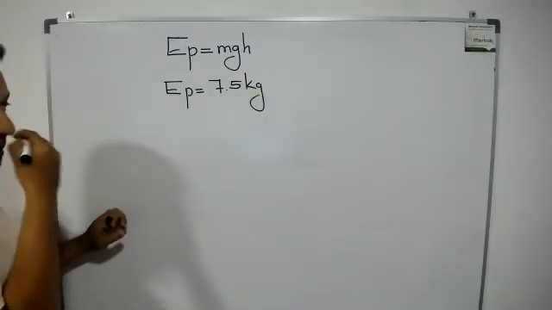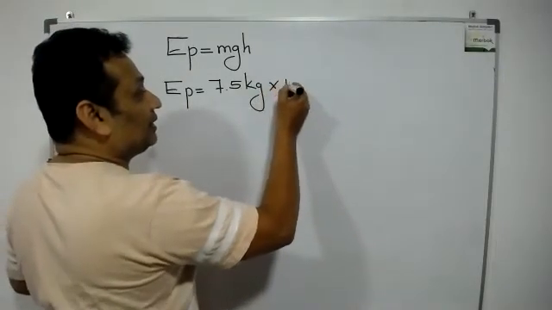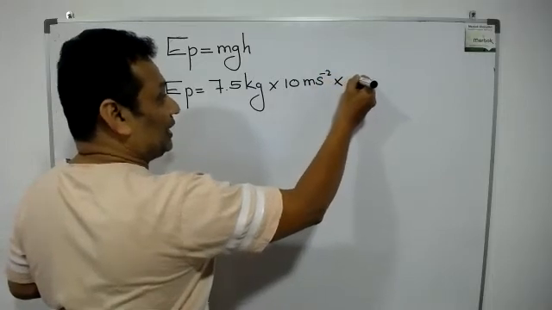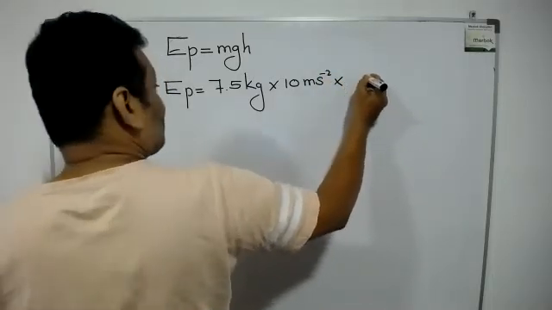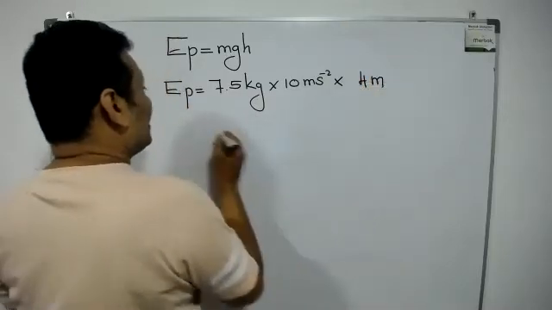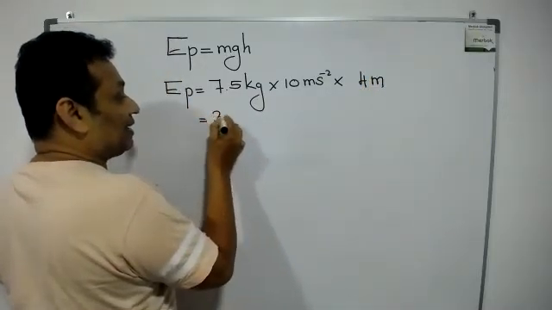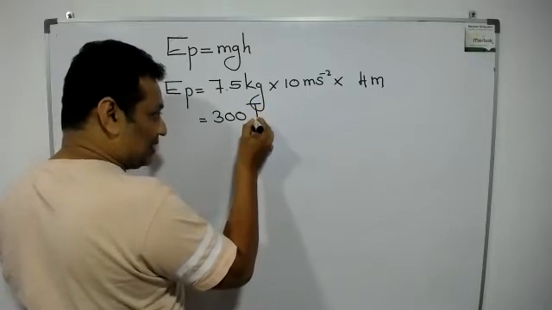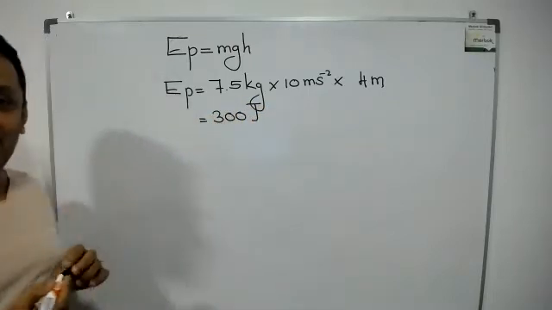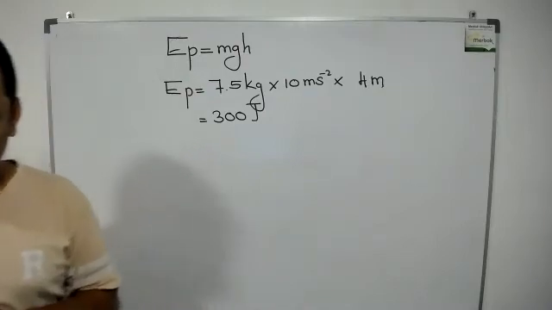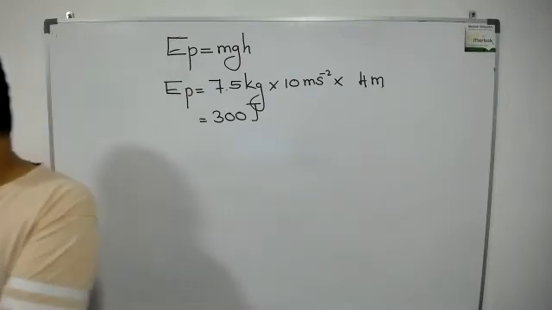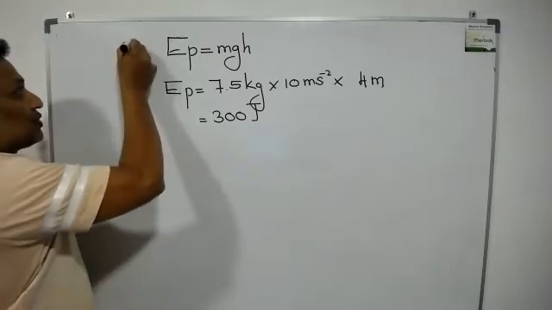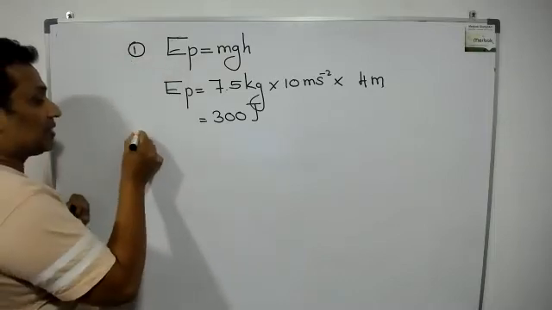7.5 kilogram multiplied by 10 m s^-2 into h. How many meters? 4 meters. Now you multiply, get 300 answer. EP has a unit, joule. 300 joule is your answer. Okay. Do the second question. This is the answer for the first question. You try the second question.